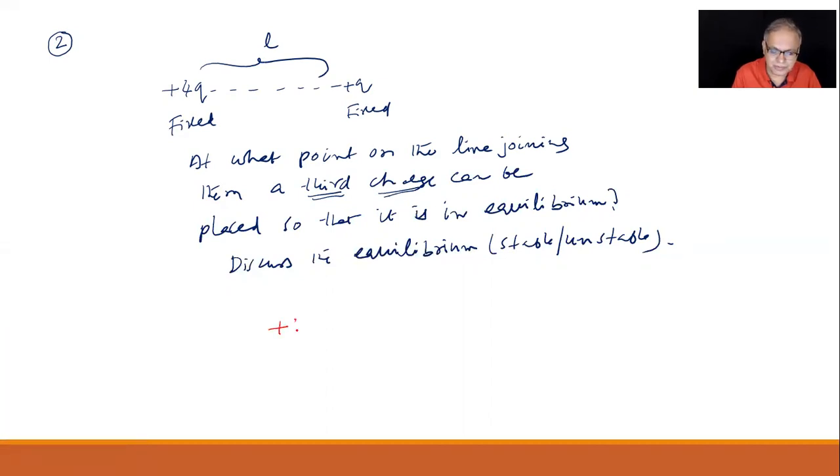Plus 4q and then plus q. Let me say the total distance is L, which is already given, or you can suppose it. At a distance x, you placed a plus q. So this 4q will repel it. This plus q also will repel it, right? Call it F1, this as F2.